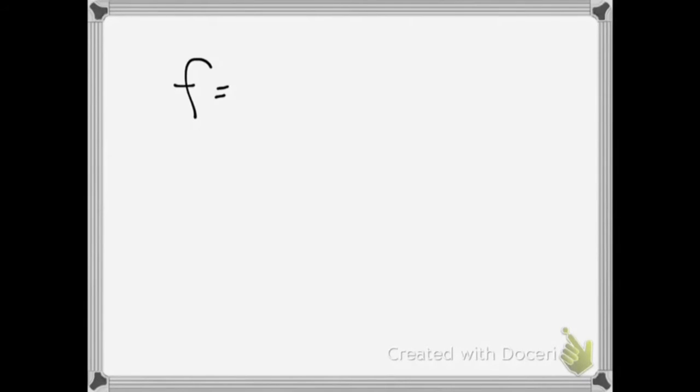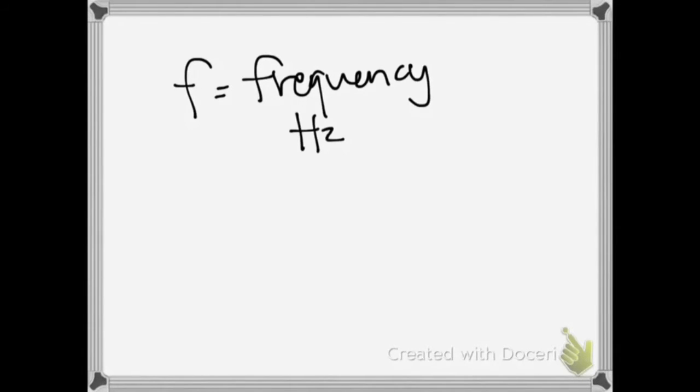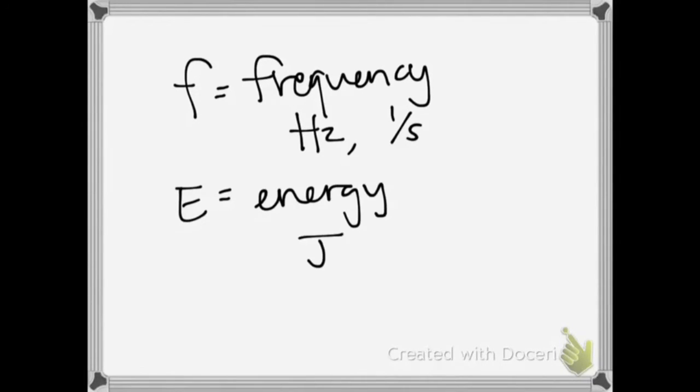Some others you would need to know. F stands for frequency. That one might be a little bit easier to remember. That's how many cycles there are per second, and that's measured in hertz, which is basically 1 over a second. So again, how many cycles per second. E is also one that's pretty easy to remember. That's energy, and that gets measured in joules.